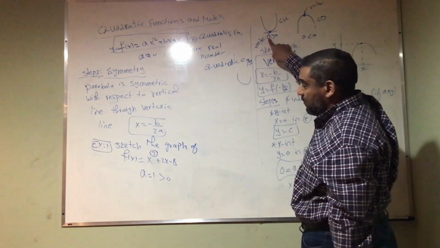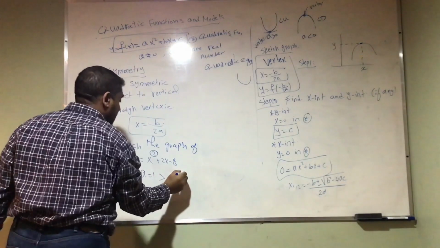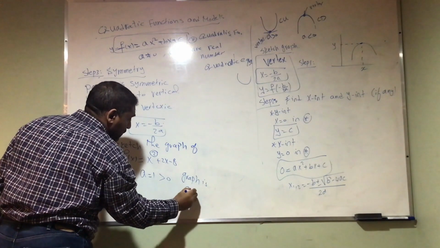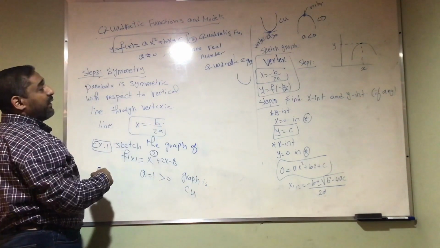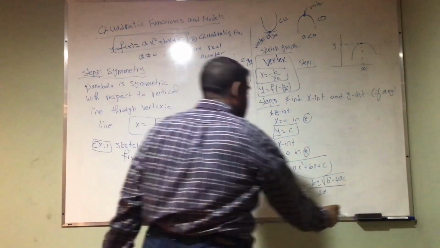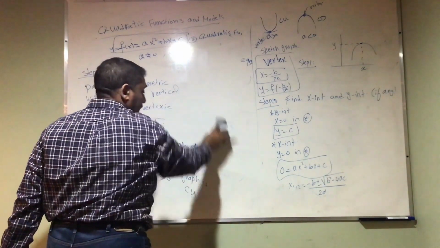Since your a, which is 1, is greater than 0, the graph is concave up. Here I figure out the graph is concave up. I write CU, concave up, it's open up, right? Because your a is greater than 0. Maybe I write it here, it's very tiny, but I could write it here.